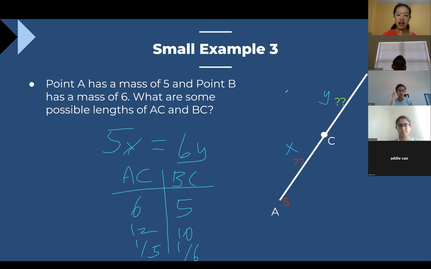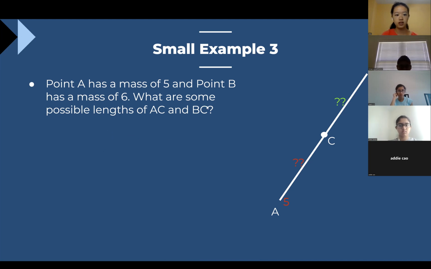The only thing is that, notice how each of our values for AC and BC, even though you can have different values, they all have the same ratio. The ratio of AC to BC is always 6 to 5, 12 to 10, which is the same, which is 6 to 5, 1/5 to 1/6, which is also 6 to 5. So the ratio of the side lengths and the ratio of the masses will stay the same, even though you can choose different values for it. That will become really important when you come to real mass point geometry problems.